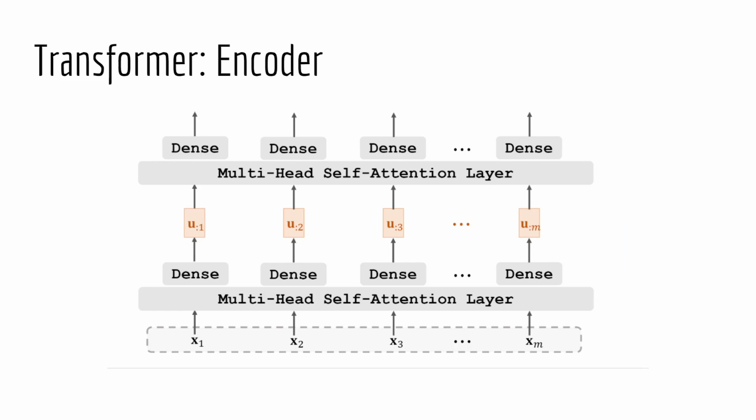Here is a more in-depth look at what the encoder block looks like. The input is taken into a multi-head self-attention layer, where the output of this is then run through a dense layer. This result is then the input of the next block, which is another multi-head self-attention layer and dense layer.